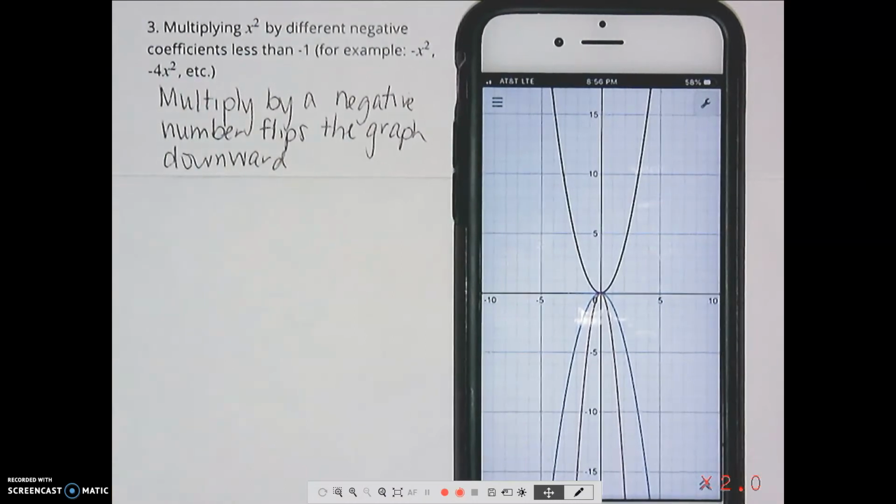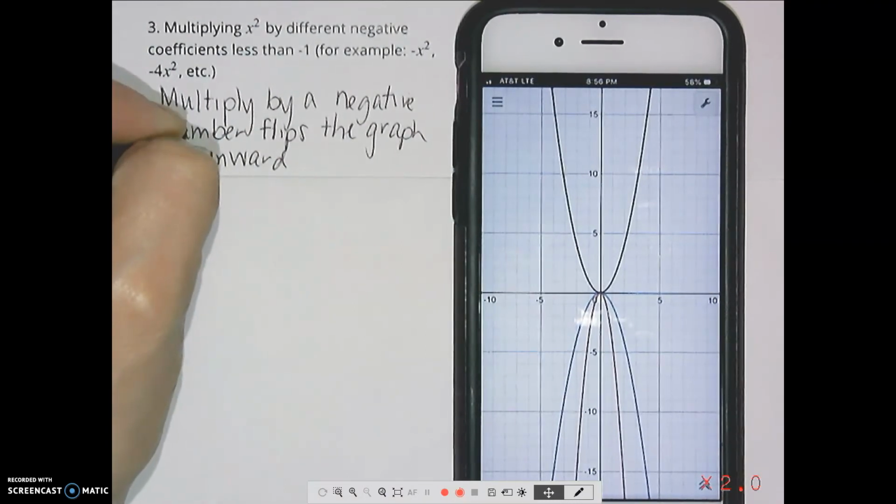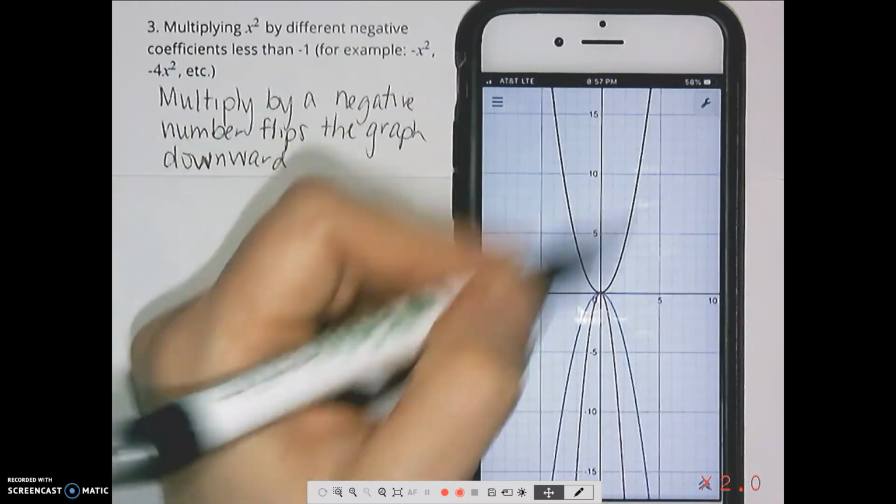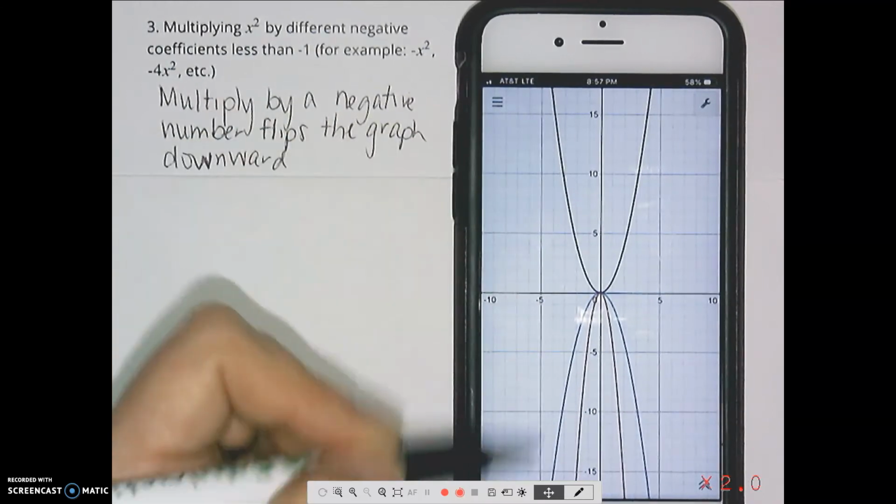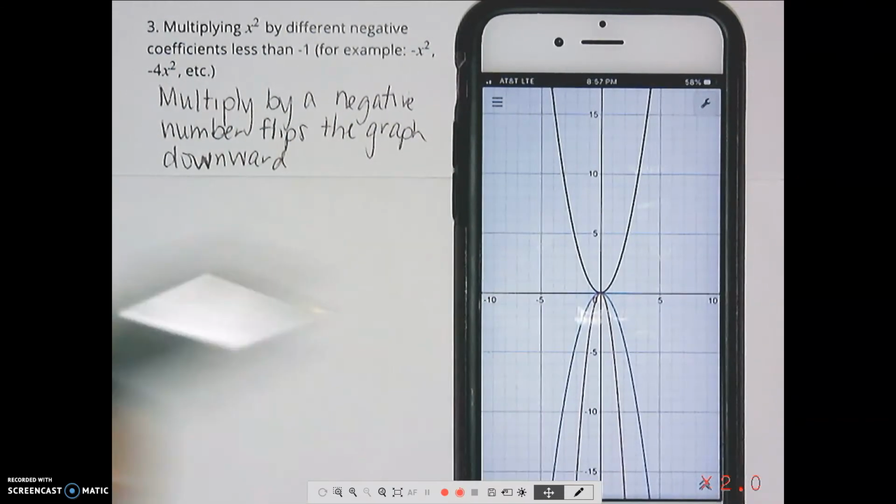Okay, all of our other ones looked like they were going uphill, or they were facing up. It was a U facing up. So now that we have a negative in front of them, both of them face down.